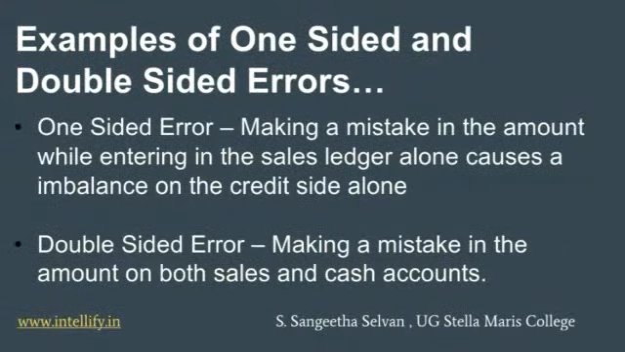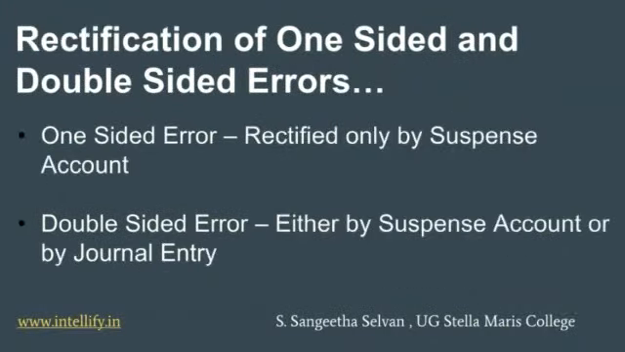So here are a few examples of one-sided and double-sided errors. Making a mistake in the amount while entering in the sales ledger alone causes an imbalance only on the credit side. So it affects only one account and only on one side. So it is a one-sided error. At the same time, if we make the mistake in both sales and cash ledgers, then we have made the mistake in two sides. Sales, which is on the credit side, cash, which is on the debit side, and is affecting two accounts. So it is called a double-sided error.